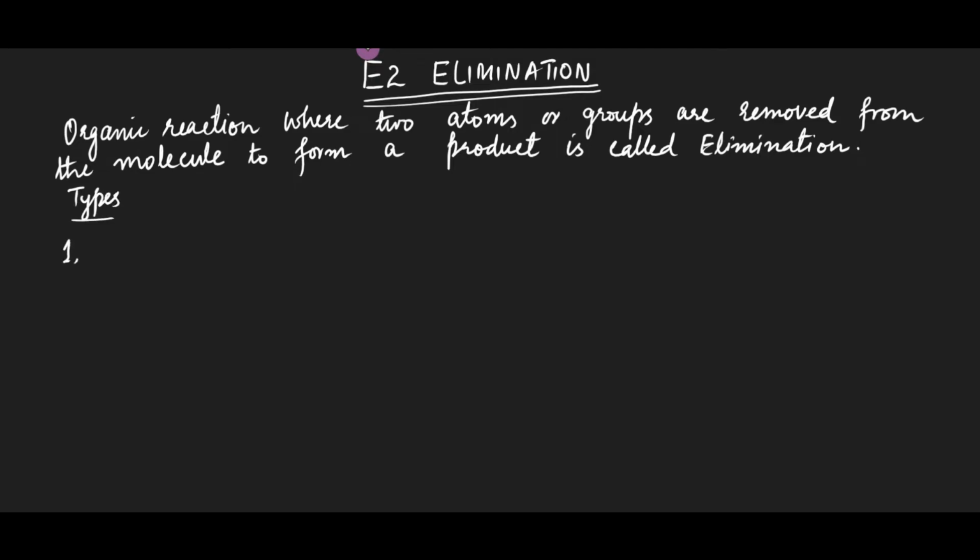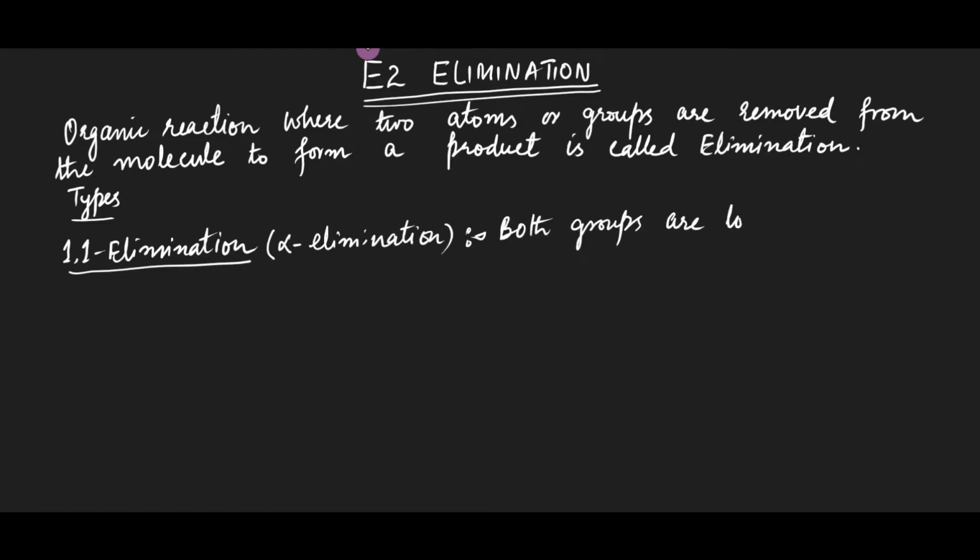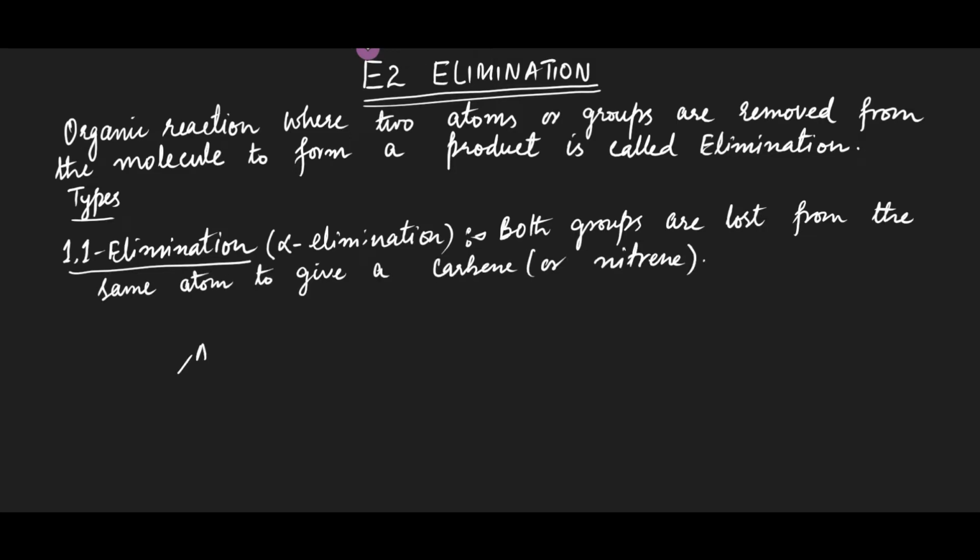Various types of elimination are: 1. Alpha elimination, also called 1,1 elimination. In this type of elimination both atoms or groups are lost from the same atom to give a carbene or a nitrene. For example, consider this molecule, in which X connected to B leaves along with the bonding electron pair, and the bonding pair between B and W is retained on B to form a carbene or nitrene.